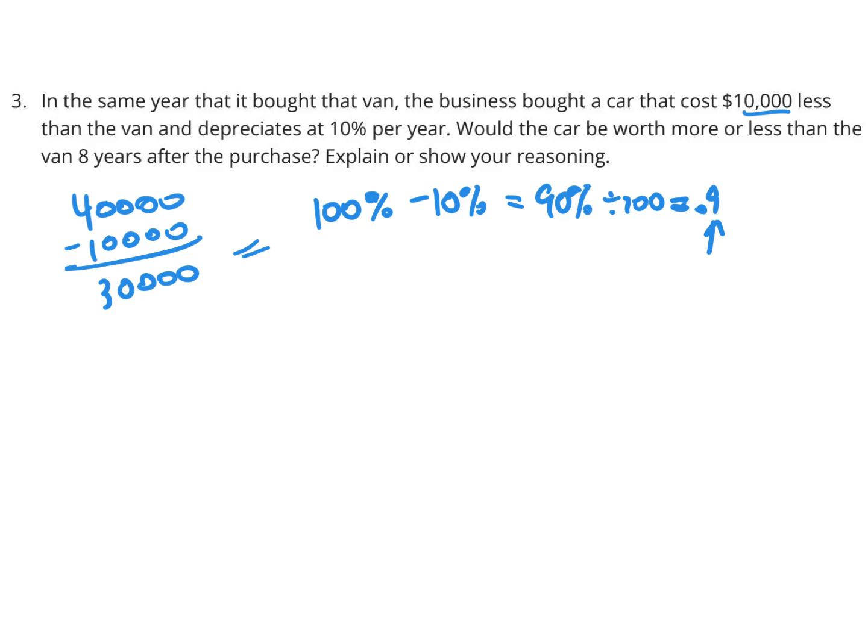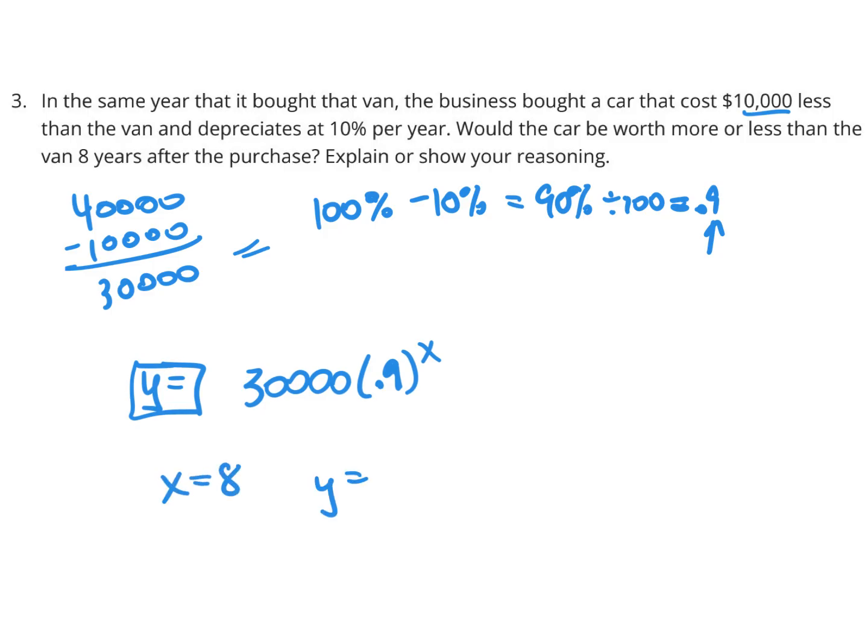All right, would the car be worth more or less than the van 8 years after the purchase? So Y equals, we're going to put this in a Y2. Keep Y1, the van. Make Y2 30,000, 0.9 to the X power. And when X equals 8, Y equals $12,914, or about that. So the car is going to be worth more than the van after 8 years.